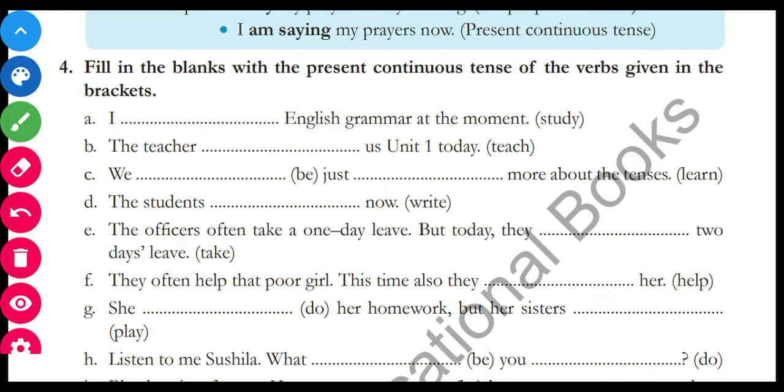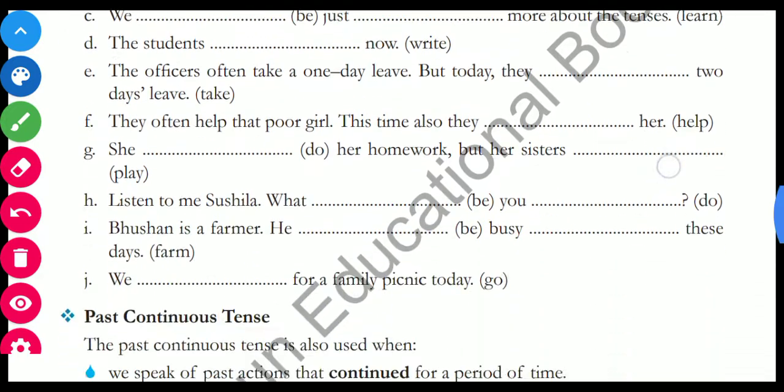So the teacher is teach, verb in its ing form? Teaching. So the teacher is teaching us unit 1 today. This is how the rule works. Subject plus is/am/are plus verb in its ing form. Okay, so I hope you can solve the rest of the sentences.